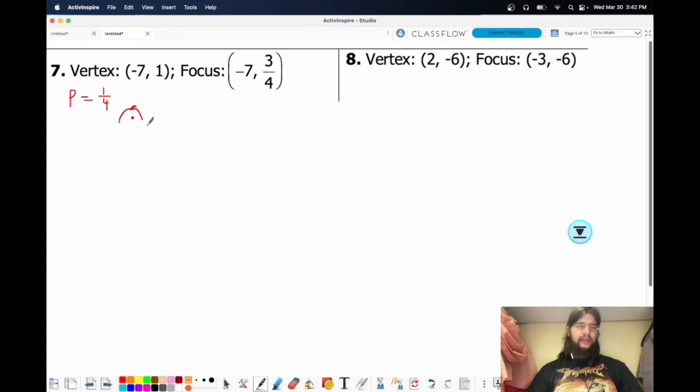All right, and it is vertical, so we're going to start with x. X plus 7 squared. 1/4 of 4 is 1. Oh, wait, that's going down, so that's going to be negative, so negative 1. And then y minus 1.